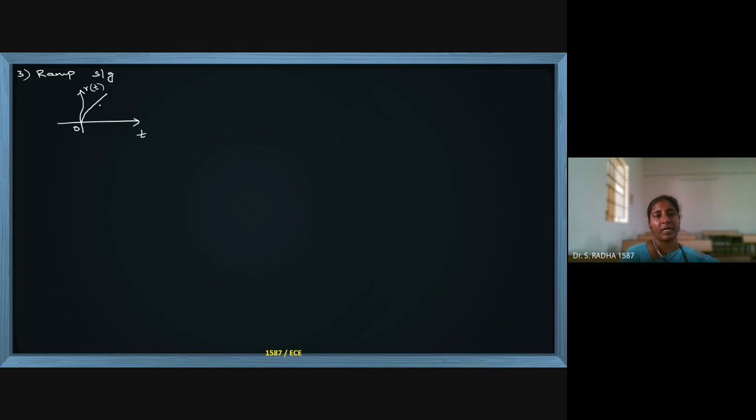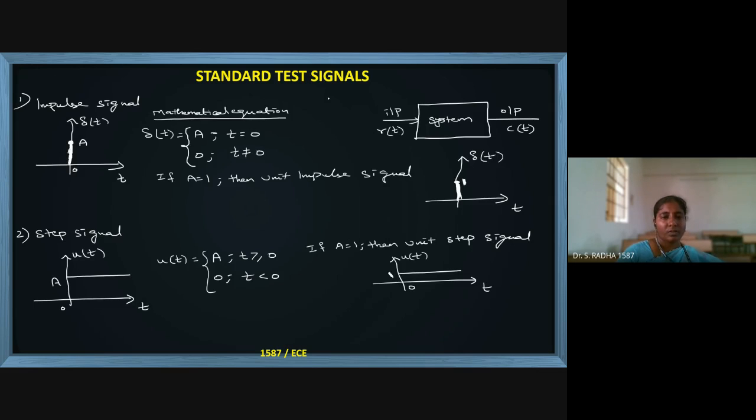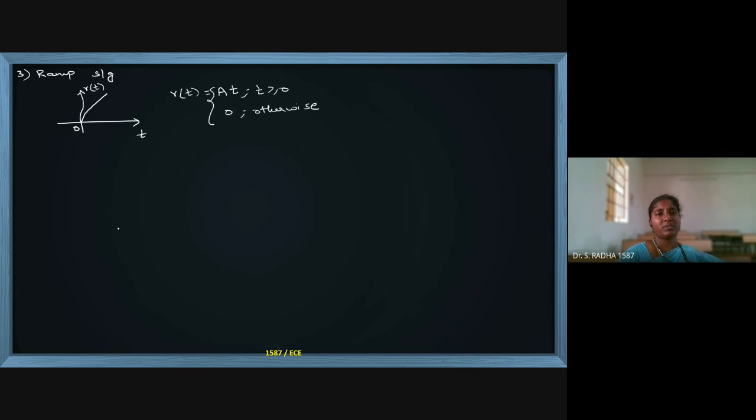Okay, the diagram I have not drawn very clearly. So R of t equal to capital A into t for t greater than or equal to 0, 0 otherwise. Otherwise means t less than 0 also. In textbooks you can see t less than 0 written instead of otherwise. Otherwise means t less than 0 is the left out part of the previous condition, t greater than or equal to 0.